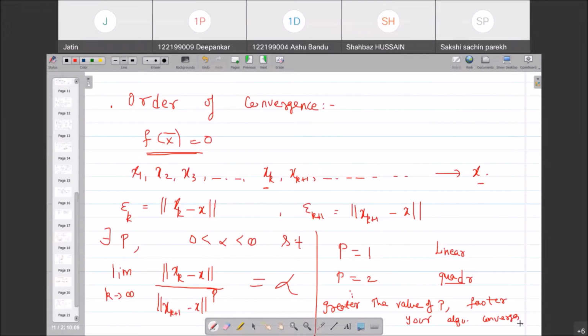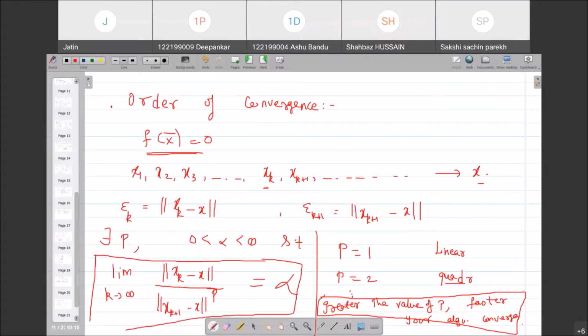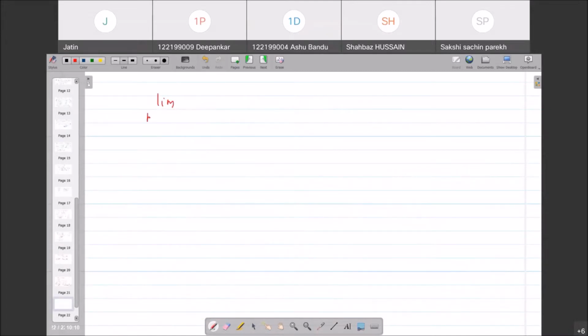Now, let me just spend 1 or 2 minutes to make you feel this sentence. I won't give you a proof, but let me just make you feel this. Now see, the limit that I have written over here, what is this? This is epsilon k by my notation, and this is epsilon k plus 1. Oh sorry, this is plus 1, and here it is k. Sorry, please make the change. In the numerator you have xk plus 1 minus x, and in the denominator xk minus x. So with the notation, this is nothing but the limit k going to infinity, epsilon k plus 1 upon epsilon k raised to p.